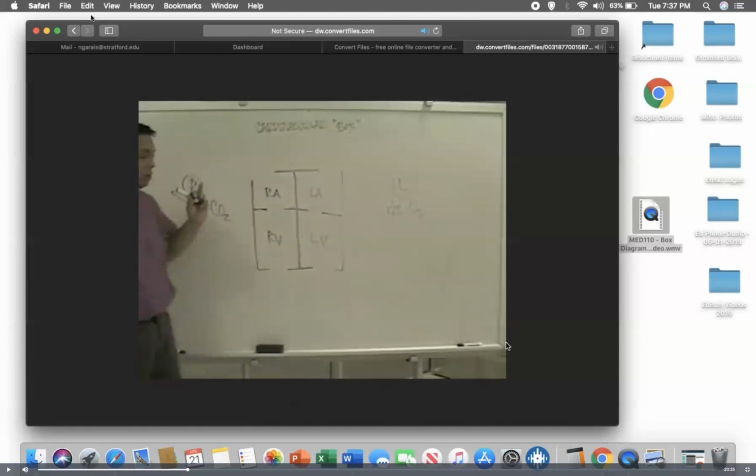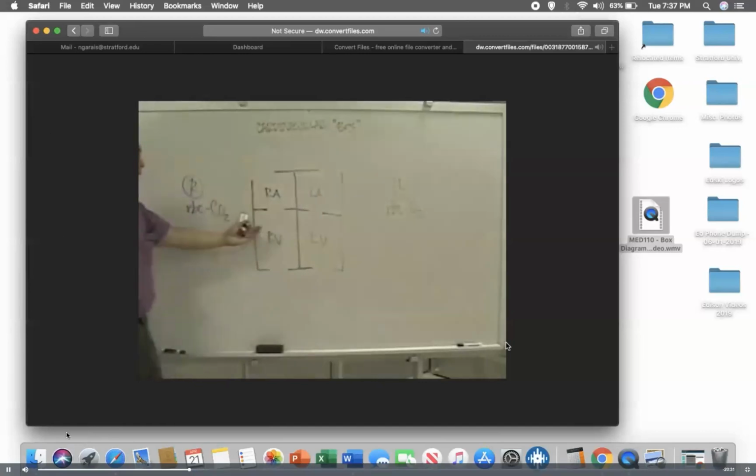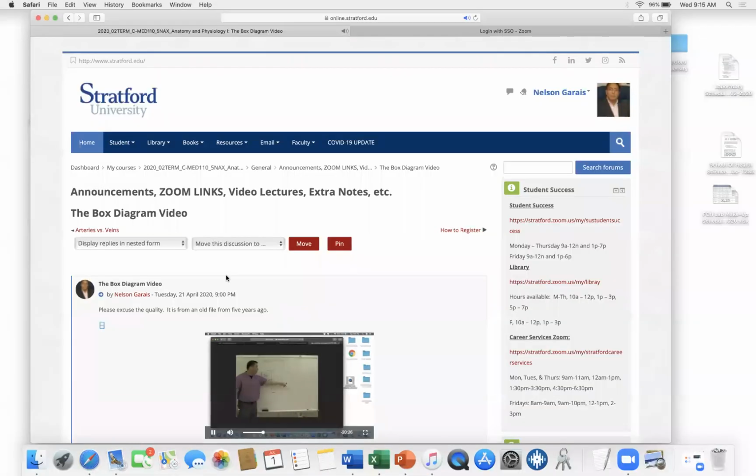All right, let me pause it. So I want to put a picture or a diagram of an actual heart on the other side. Everything on the right side has to be deoxygenated. Everything on the left side contains oxygenated blood. So many windows.